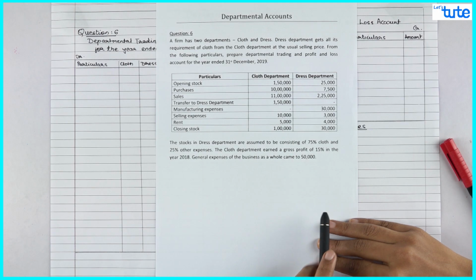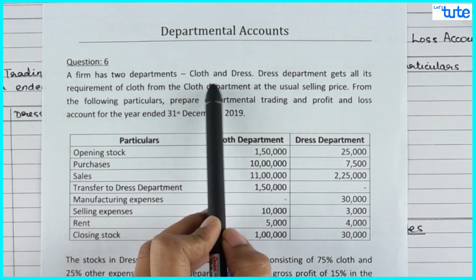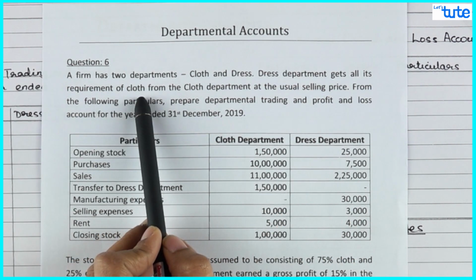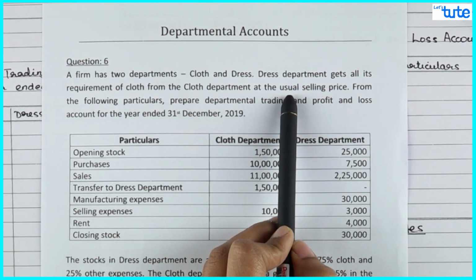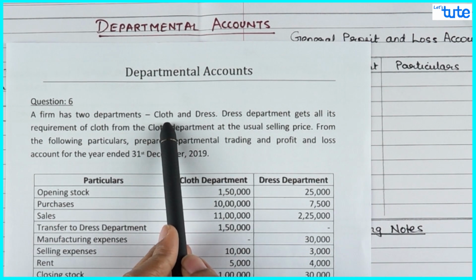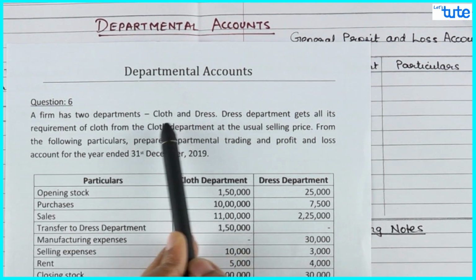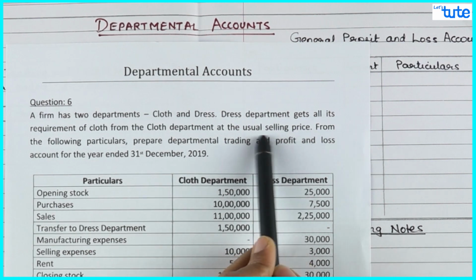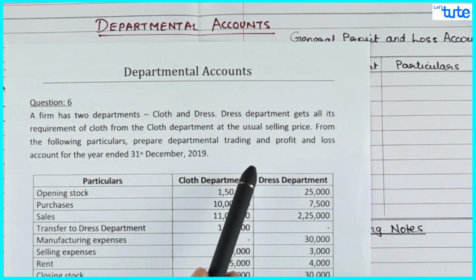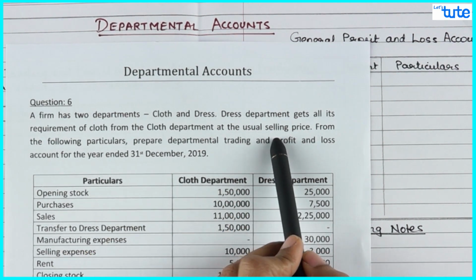So today we are starting with question 6 of departmental accounts. A firm has two departments, cloth and dress. Dress department gets all its requirement of cloth from cloth department at usual selling price. So here the cloth department is transferring materials to the dress department, and it is transferred at usual selling price. So it is transferred at some profit, charging some profit on the cost, and that we term as invoice price. So it is transferred at invoice price or selling price.